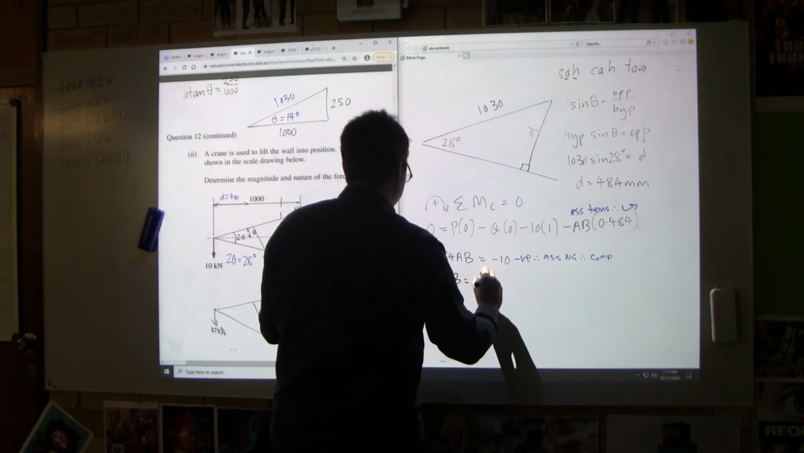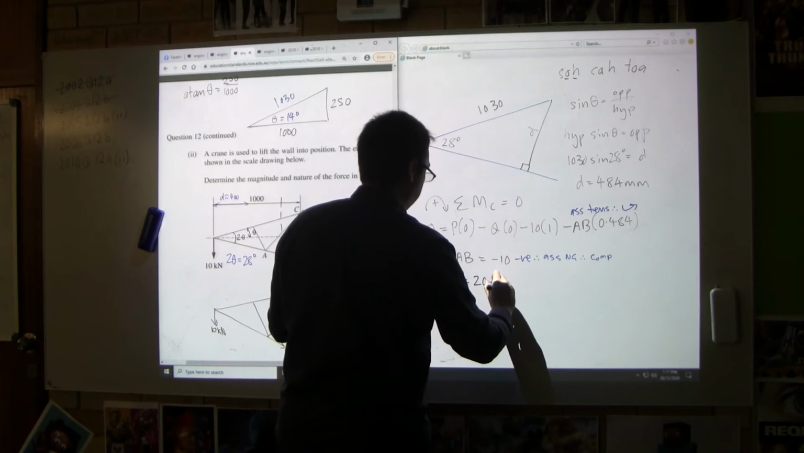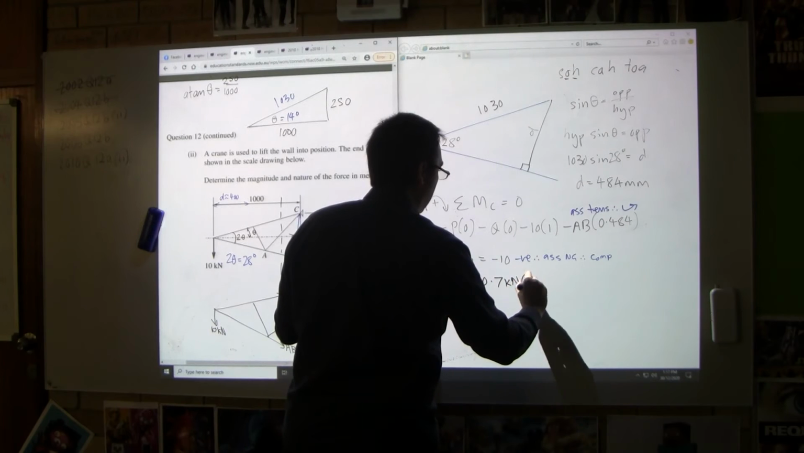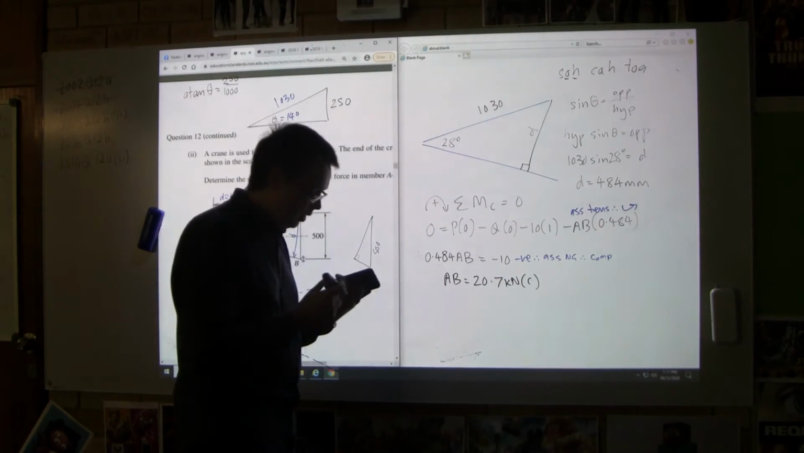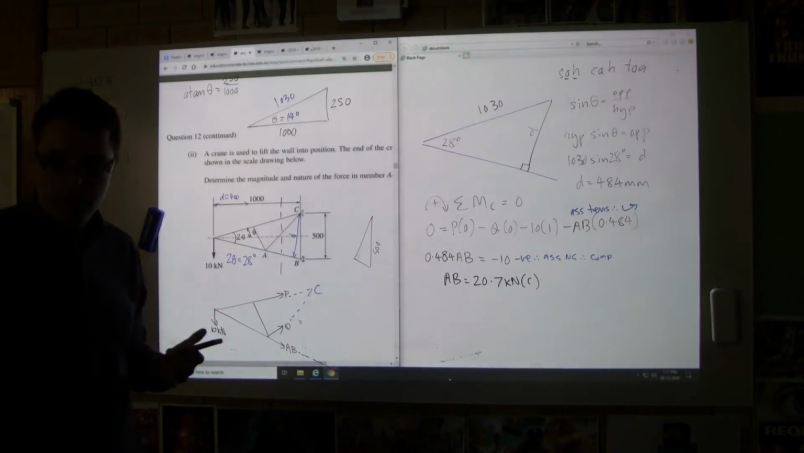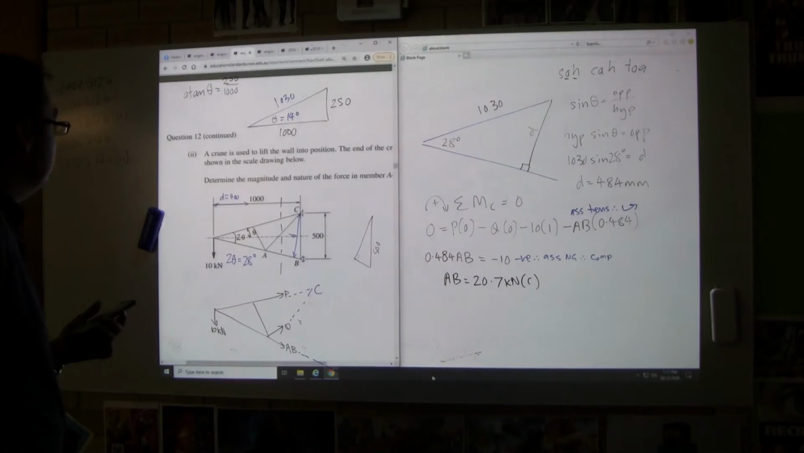AB equals 20.7. The answers are in kilonewtons, and it is in compression. You know, I really should be taking photos of these answers.